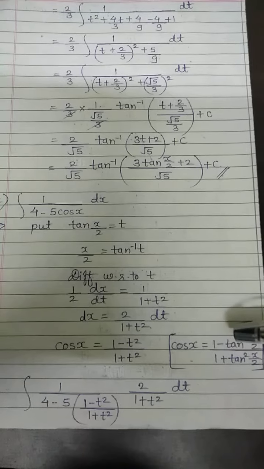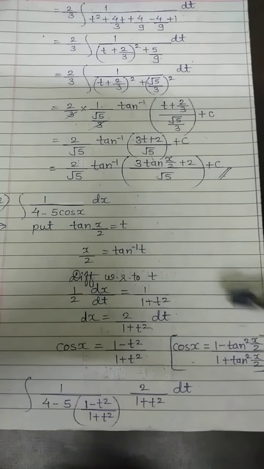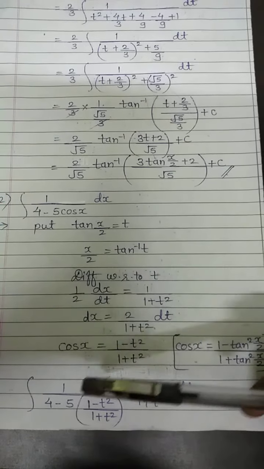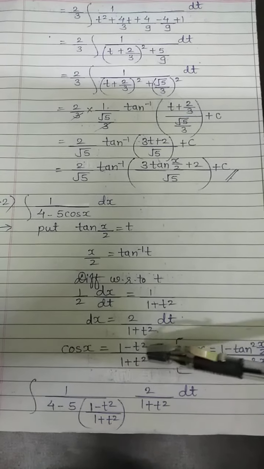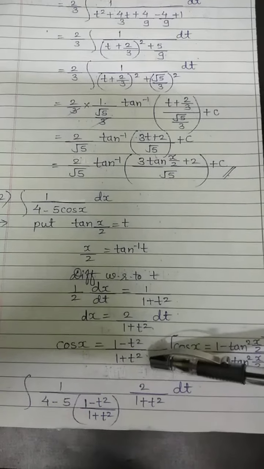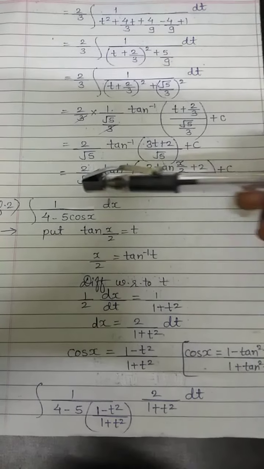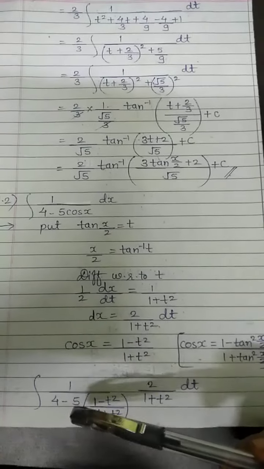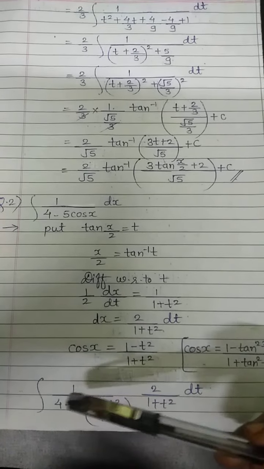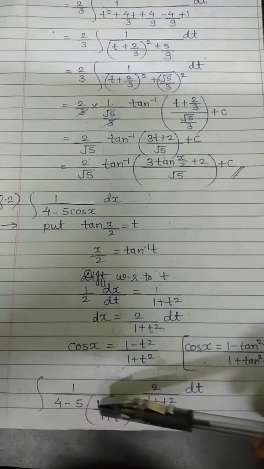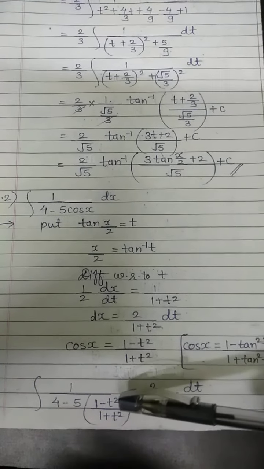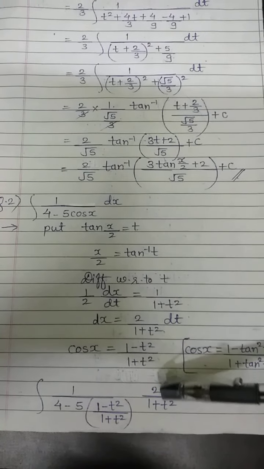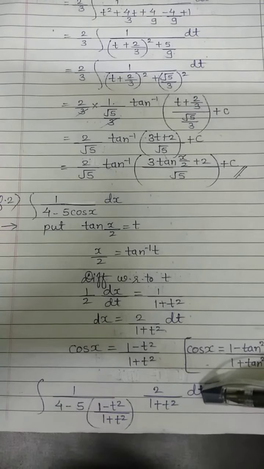Now replacing this term tan x by 2 with the variable t, we will get cos x is equal to 1 minus t square upon 1 plus t square. Now substituting this value of cos x in the original question, we will get the integration of 1 upon 4 minus 5 into 1 minus t square upon 1 plus t square, into 2 upon 1 plus t square dt.